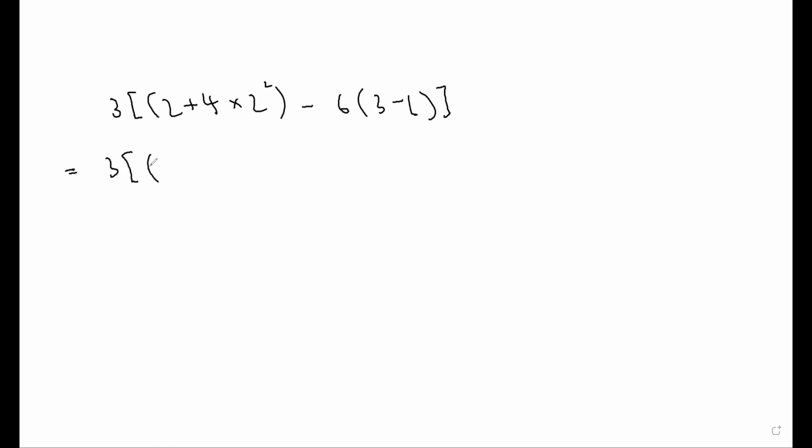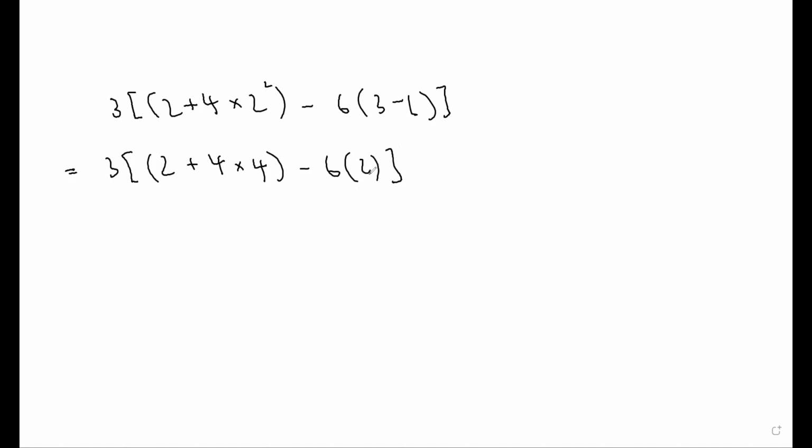Okay, so within this bracket, there's plus, there's multiplication, there's an exponent. So let's definitely do the exponent first. So 2 plus 4 times, so 2 to the 2 is 4. End bracket, minus 6 times. Now let's do this bracket. 3 minus 1, of course, is 2.